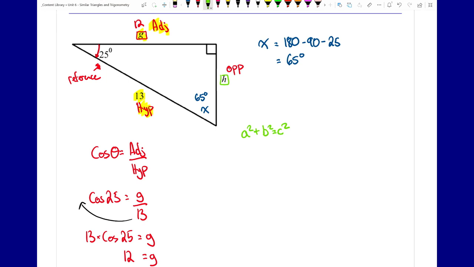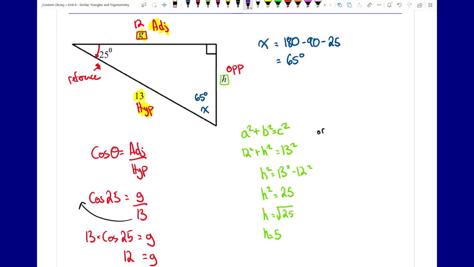So in this case, a and b are my legs. So 12 squared plus h squared equals 13 squared. I want to get h by itself, so I move the 12 over. So 13 squared minus 12 squared. We get 25, and to get h, we have to square root 25, which gives us 5.